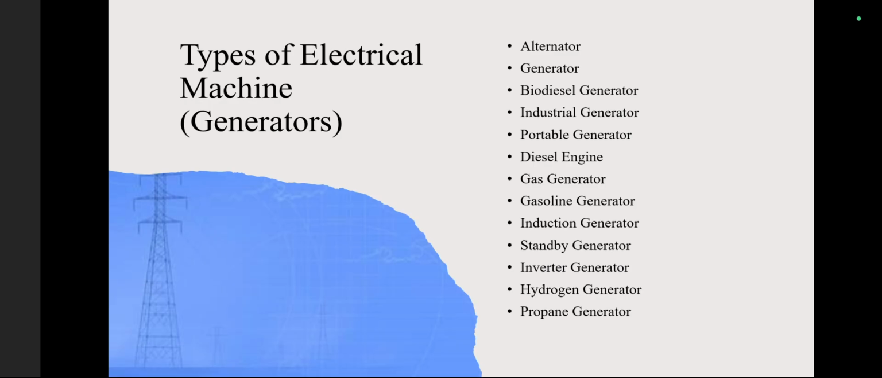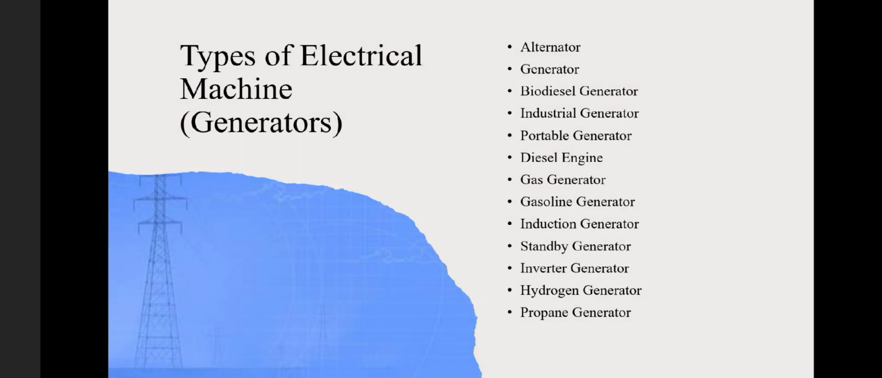And these are the types of generators. What is a generator? A generator works based on Faraday's law of electromagnetic induction. When a conductor moves inside a magnetic field, voltage is generated. Mechanical energy from a turbine or engine is converted into electrical energy.